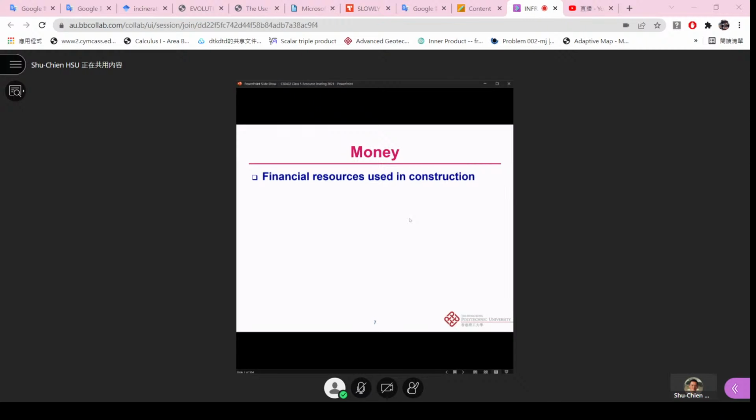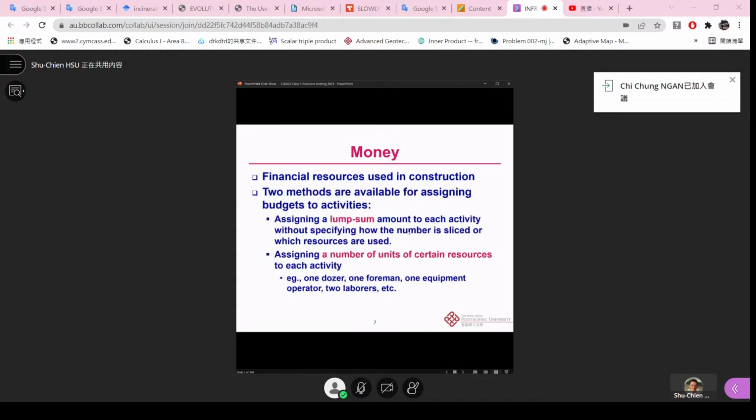And then, of course, like I said, they can convert those things into financial resources. In construction, two methods are available for assigning budget to an activity. We can assign a lump sum amount to each activity without specifying how the number is sliced or which resources are used. Or we can assign a number of units of certain resources to each activity.